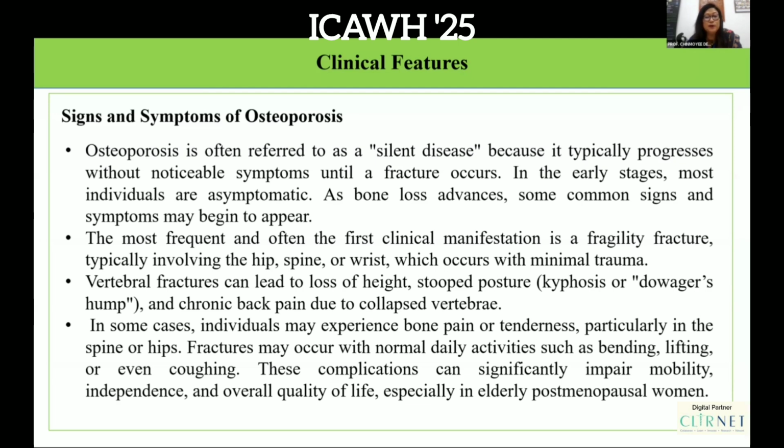occurs with minimal trauma. Vertebral fractures can lead to loss of height, stooped posture, which is called kyphosis or Dowager's hump, and chronic back pain due to collapsed vertebrae. In some cases, individuals may experience bone pain or tenderness, particularly in the spine and or hips. Fractures may occur with normal daily activities such as bending, lifting, and sometimes even coughing. So it is very dangerous. These complications can significantly impair mobility, independence, and overall quality of life, especially in elderly postmenopausal women.